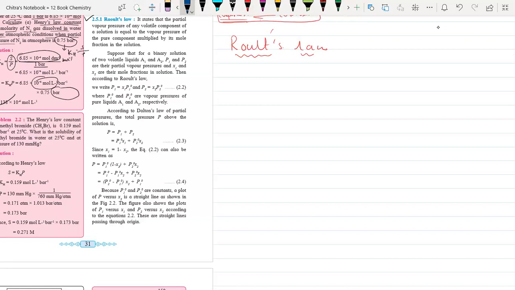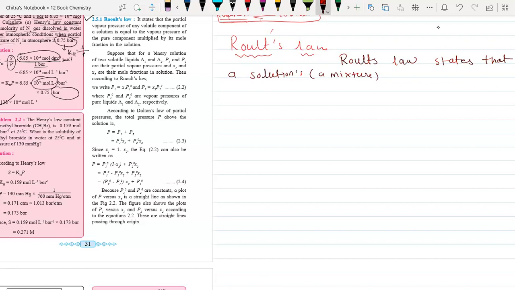What is Raoult's law? So Raoult's law states that a solvent's partial vapor pressure, a solvent or solution, you can say, solutions, or you can say a mixture also, that must be in liquid form. Then we can consider the vapor pressure.